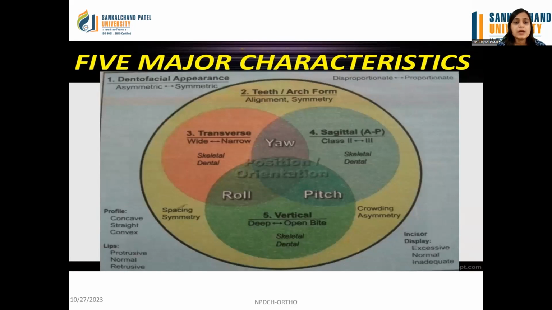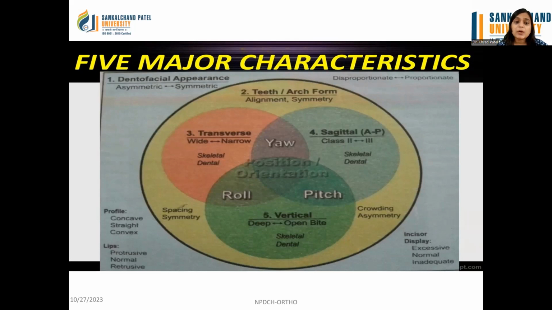In number 1, you have to consider dentofacial appearance. So whether the patient's face is symmetric or asymmetric. First, we have to check the symmetry of the patient. Then the second thing we need to check, on the left side, is whether the patient's face is proportionate or not proportionate. So you have to measure the upper half, middle half and lower half of the face.